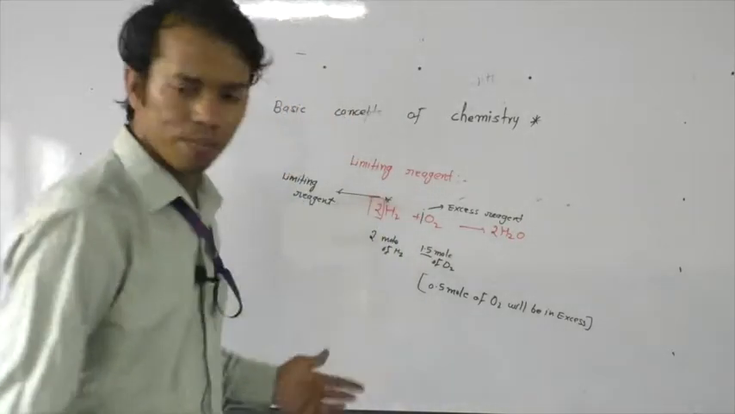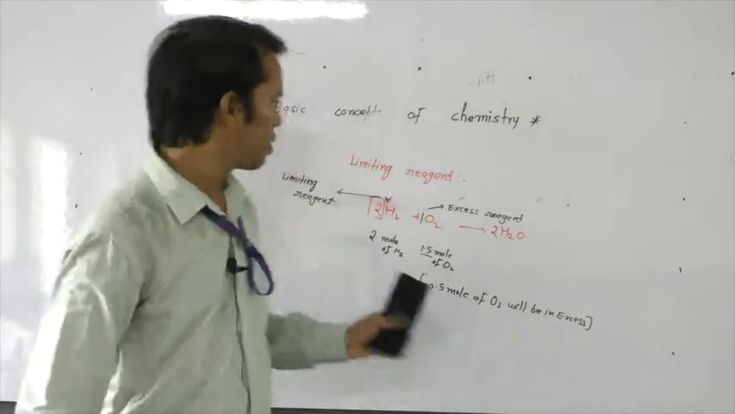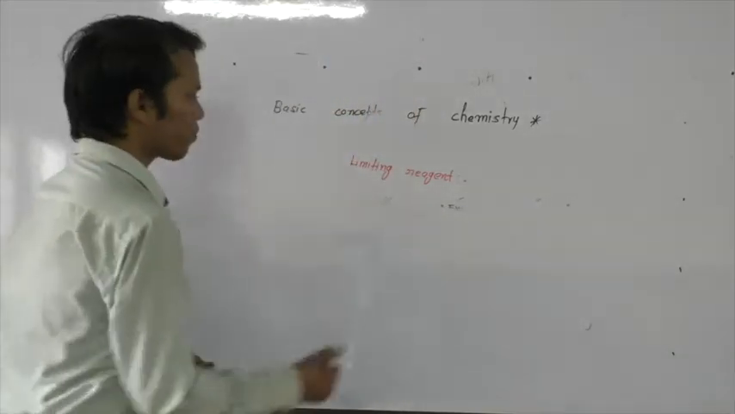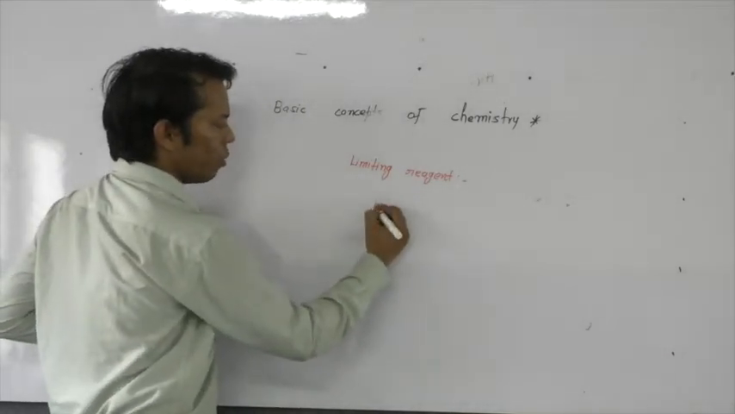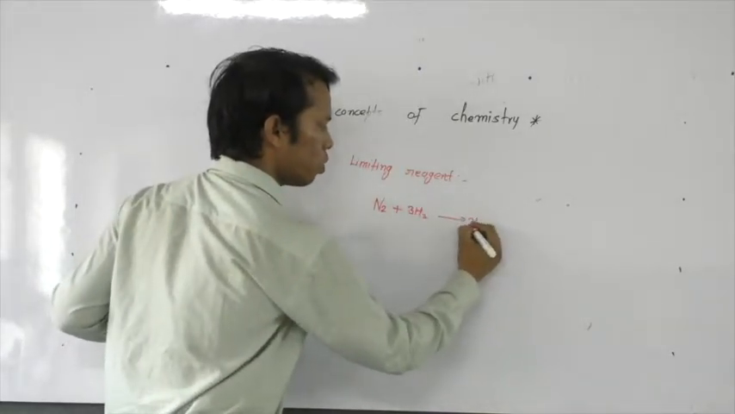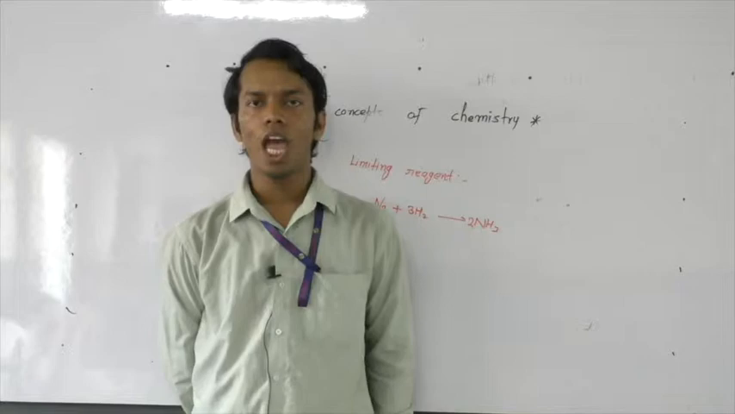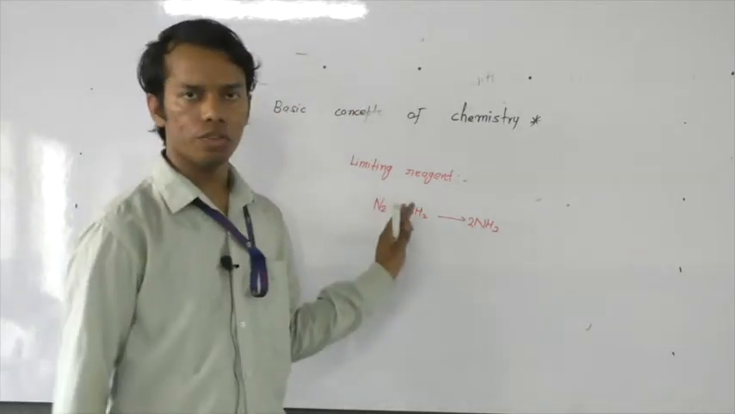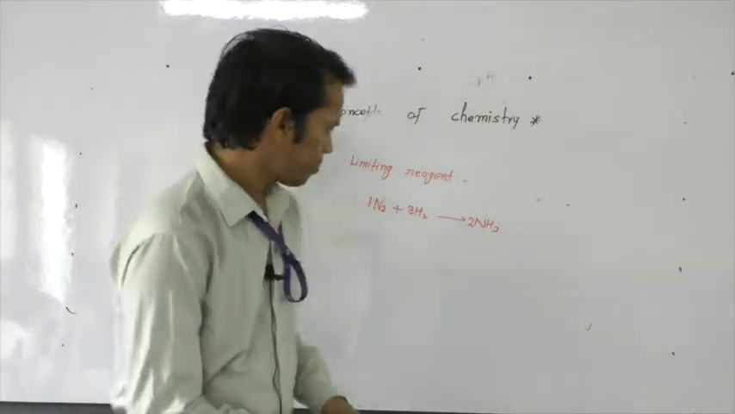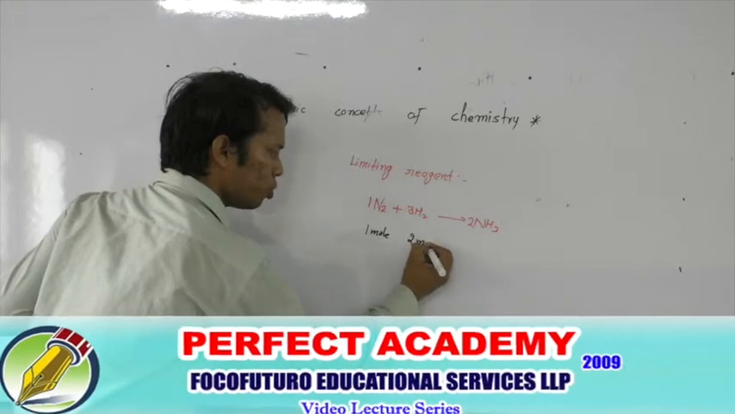Correct? Now, some more questions, because this is a very important concept. If you don't know this, then you cannot do questions. Some more concepts we will see based on limiting reagent only. Now let's take one more example that is very important, that is N2 plus 3H2 will give you what? 2NH3, correct? This is formation of ammonia. You know what is this process? Haber process. Now, is it balanced chemical equation? Yes. 1 mole of N2, 3 mole of H2 will give you 2 mole of ammonia, correct? Now, let's say we are taking 1 mole of N2, 2 mole of H2.